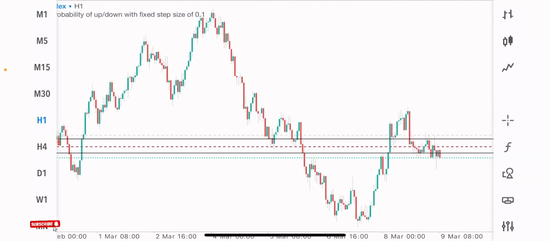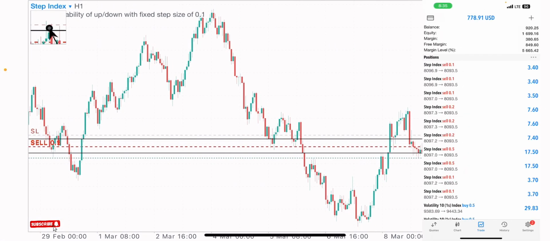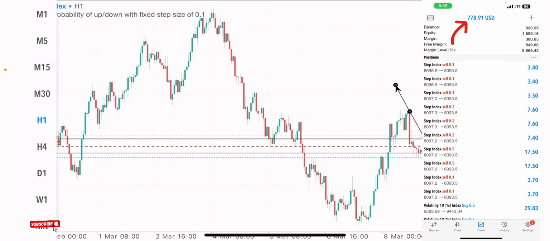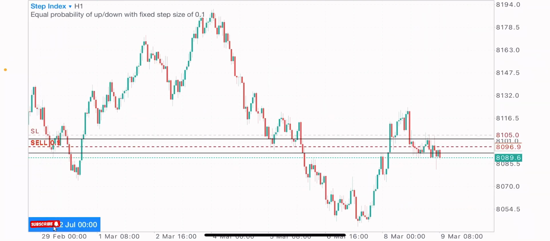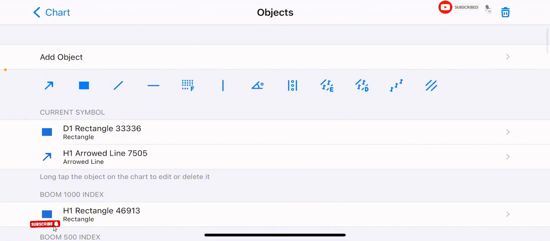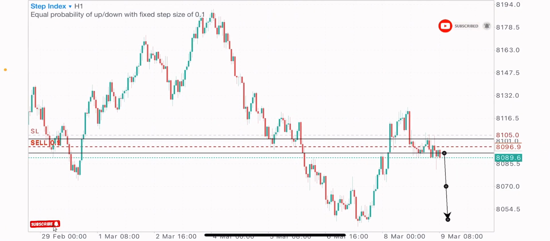Hey guys, I took this sell trade on step index using this simple trading methodology, a break and retest market approach, right? So more sales is still expected. I'm still expecting this index to sell more in the coming hours, right? Basically, today I'm expecting more sales on this index.